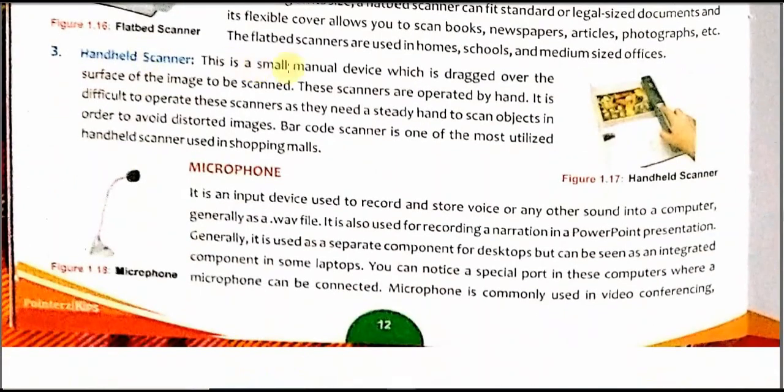The next type of scanner is a handheld scanner. It is a small manual device which is dragged over the surface of the image to be scanned. These scanners are operated by hand. It is difficult to operate these scanners because they need a steady hand to scan the object. Also, they are very small, and they do not produce a very good picture of big size.